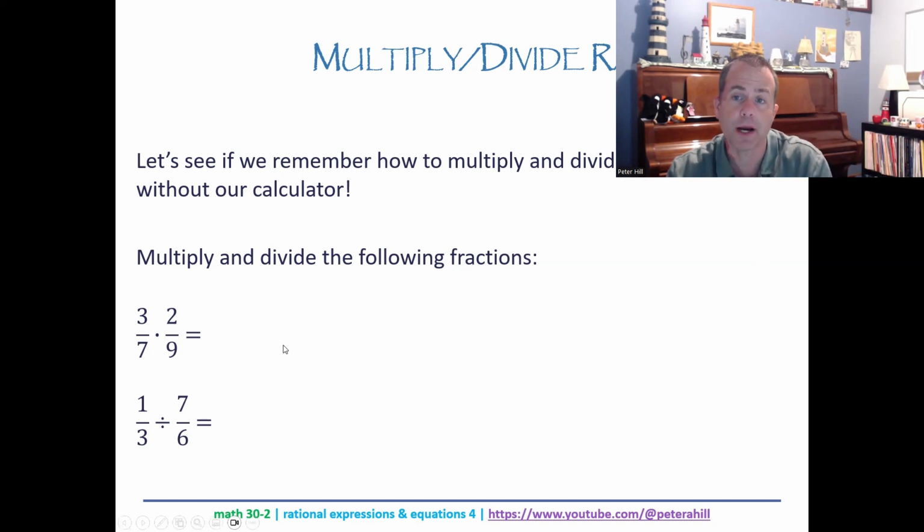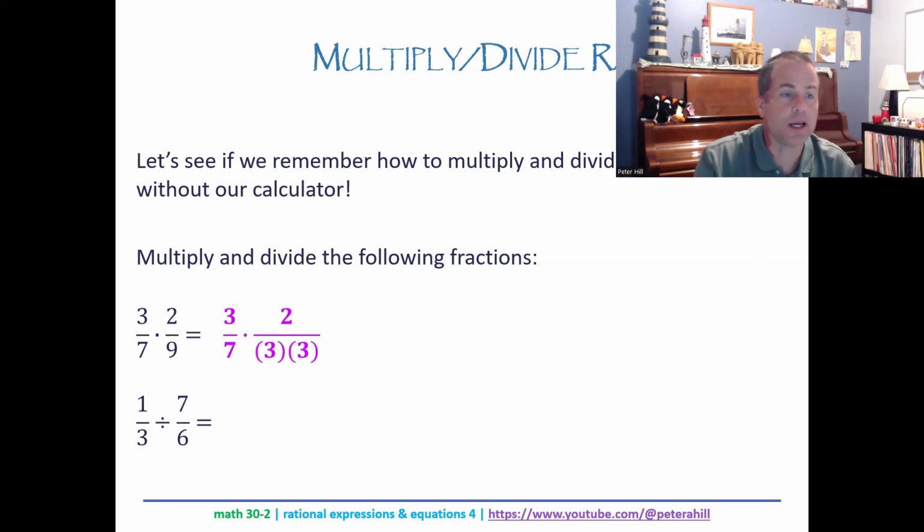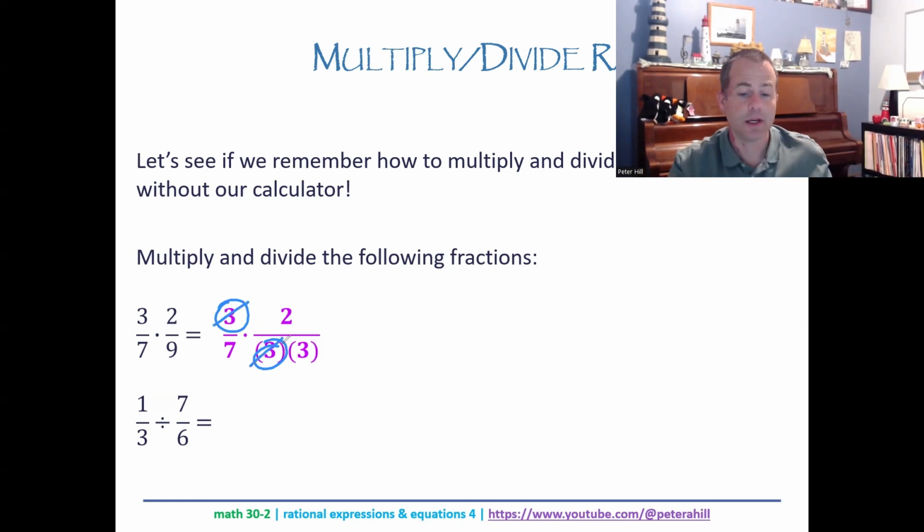But what I want to do is have this conversation around what it looks like if we were factoring. Instead, I want to call the 9 3 times 3 for a second. Now, why would I do that? Because now I can see this 3 and this 3 could divide each other out. 3 divided by 3 is a 1.